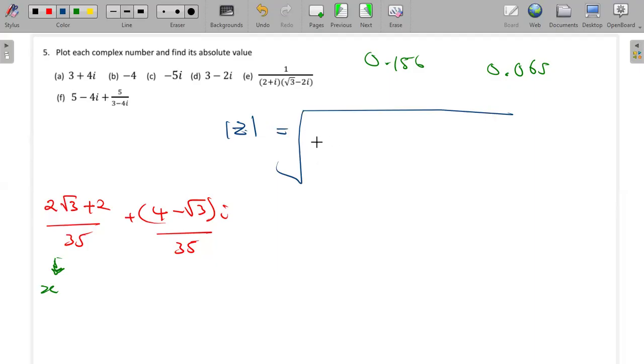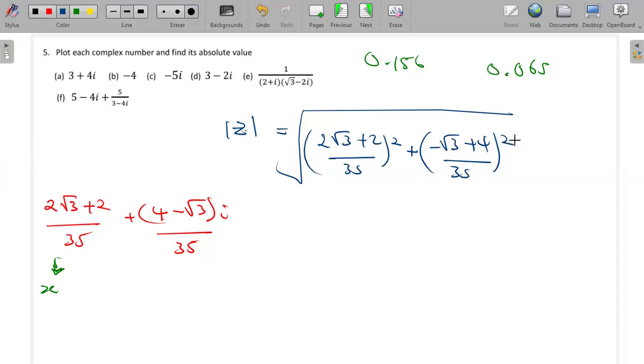So you get your x, then you square your x. That is going to be (2 root 3 plus 2 over 35) squared, then plus (negative 3 plus 4 over 35) squared. And what is this going to give us?